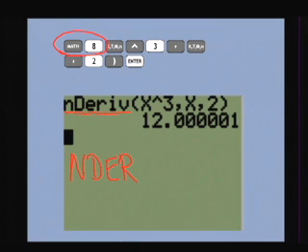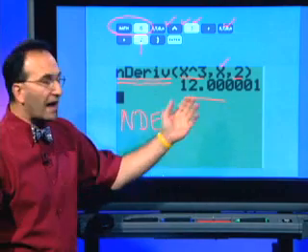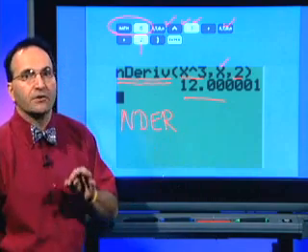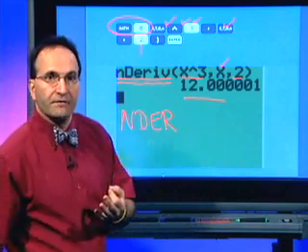However, on this calculator, which is the TI-84 Plus Silver Edition, they've renamed it as n-deriv. But it's the same thing, n-dir or n-deriv. Then the rest of this is plugging in the x cubed, which is those functions, then the comma, then our x, and then finally plugging in the point 2. And what it gives us is a printout of 12.000001. So it's a very good, fairly accurate representation of what the derivative is.